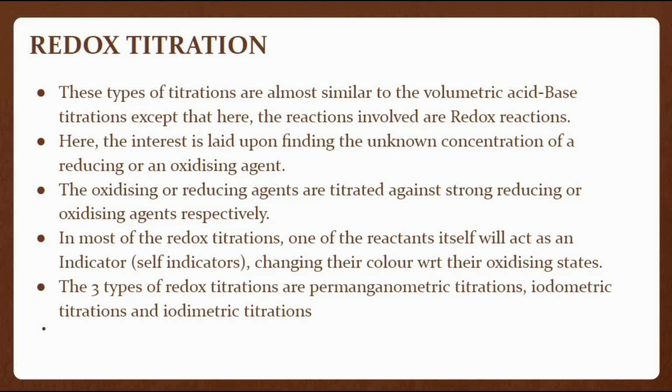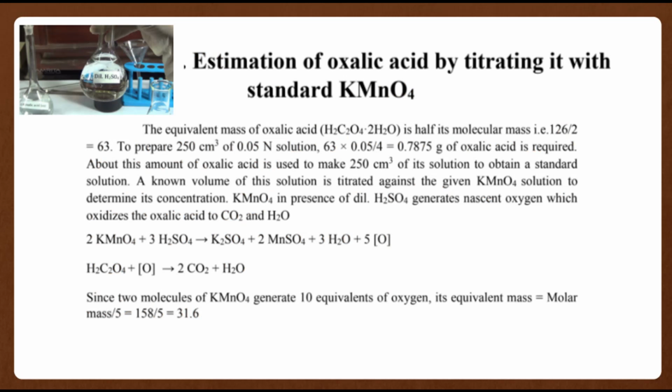The 3 types of redox titrations are permanganometric titrations, iodometric titrations, and iodimetric titrations. The primary standards used for redox titrations are K2Cr2O7, potassium bromate, KIO3, sodium oxalate, and arsenous trioxide. The example of a permanganometric reaction is the estimation of oxalic acid by titrating it with standard KMnO4.